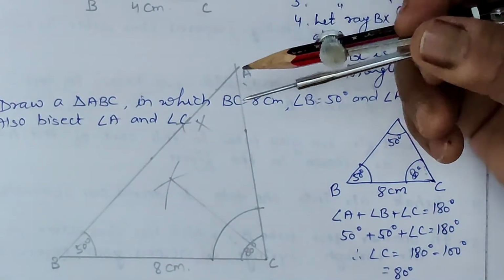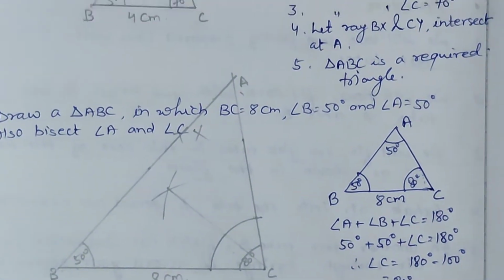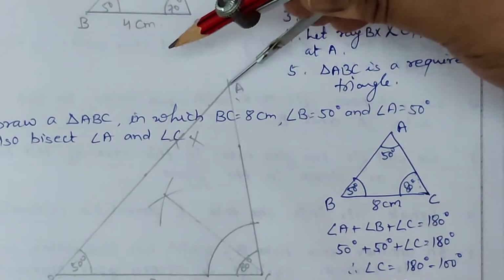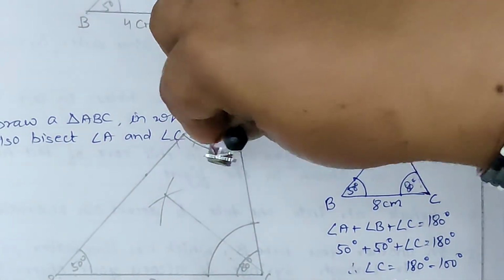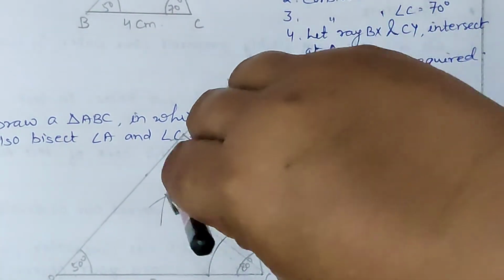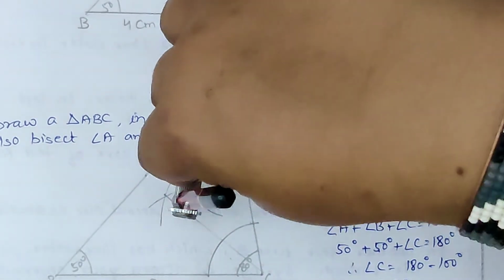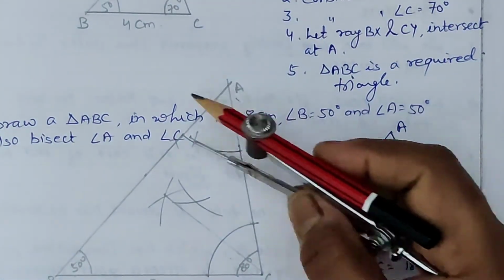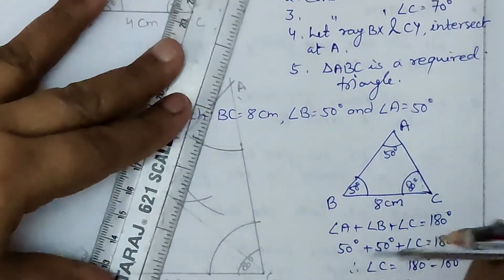Okay. Now bisect angle A. Here is the angle A. Just the same procedure. Cut an arc, equal arc, from this point, cut an arc, this point. From this and this point, equal arc from both sides. Join.